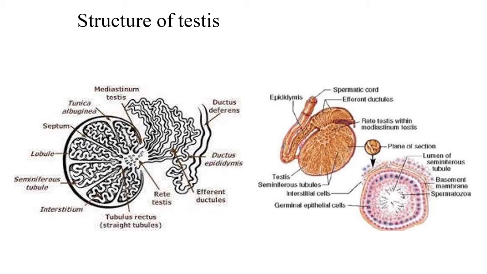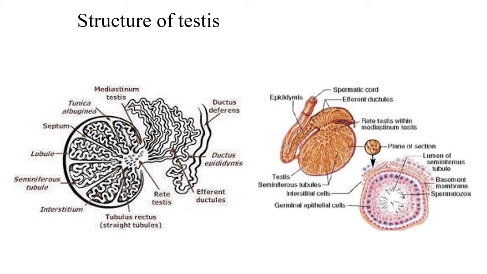Let us see the structure of the testis in brief. Each testis is made up of 200 to 300 lobules. Each lobule has 2 to 3 seminiferous tubules. Each seminiferous tubule contains cells in the different stages of spermatogenesis. Among the seminiferous tubules lie the Sertoli cells, and between the loops of seminiferous tubules there are interstitial cells known as Leydig cells that produce testosterone.